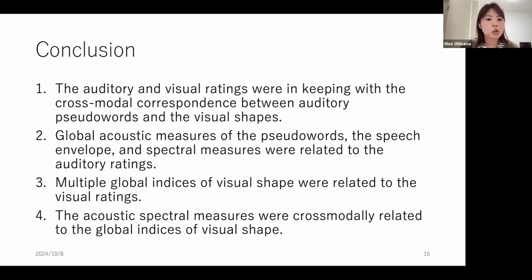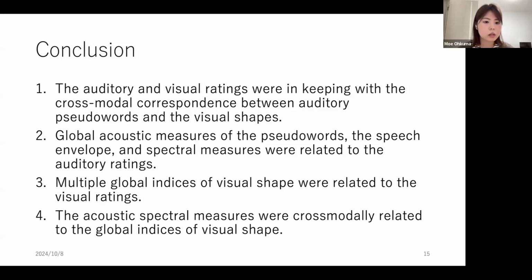So, the conclusion. One, the auditory and visual ratings were in keeping with the cross-modal correspondence between auditory pseudowords and visual shapes. Number two, global acoustic measures of the pseudowords, the speech envelope and the spectral measures, were related to the auditory ratings.